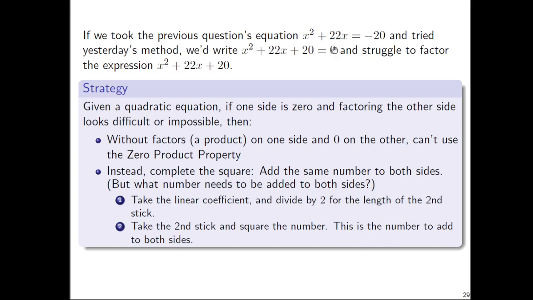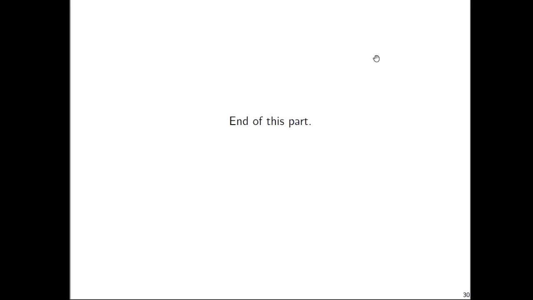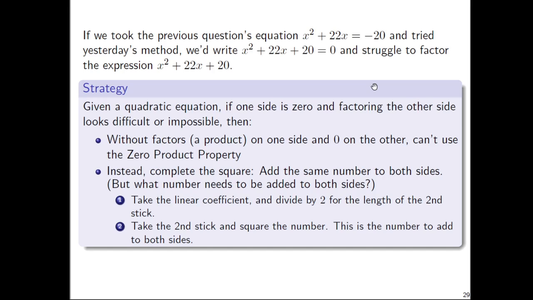So I know it seems strange, but in the last question, we took x squared plus 22x equals negative 20, and we added the number 121 to both sides, even though there was no 121 visible in the original equation. Why? Because it worked out, because it completed the square. So please note that you use this strategy whenever the zero product property doesn't apply if you have a quadratic equation.